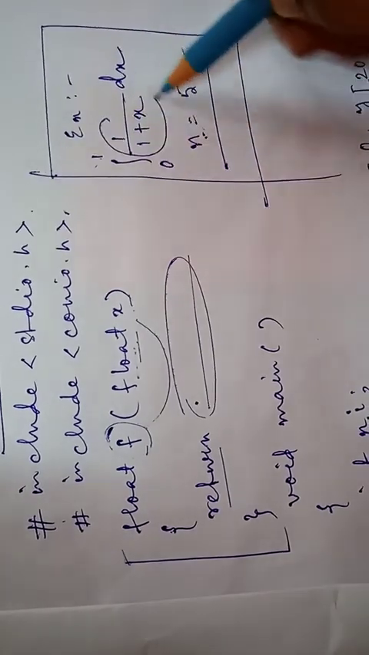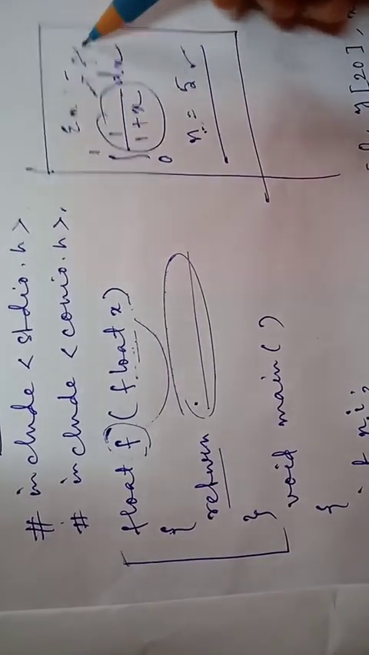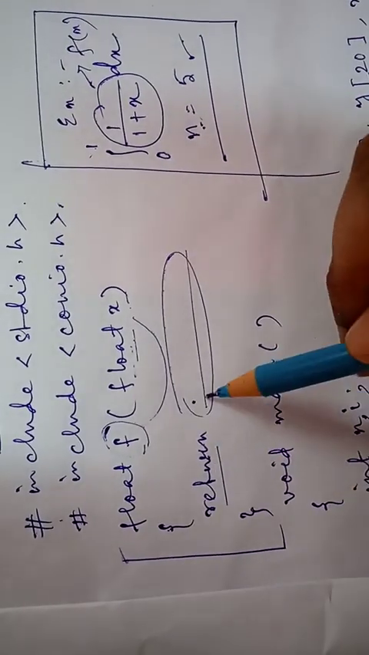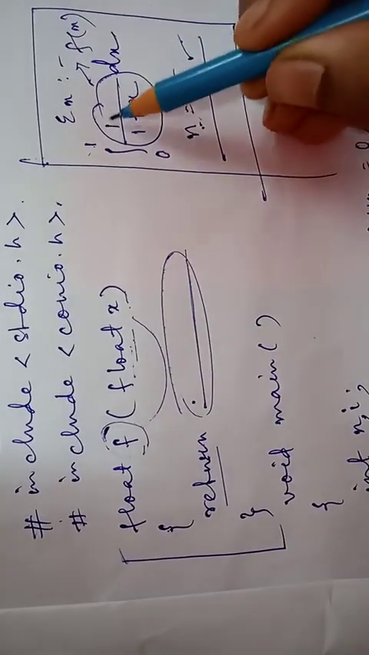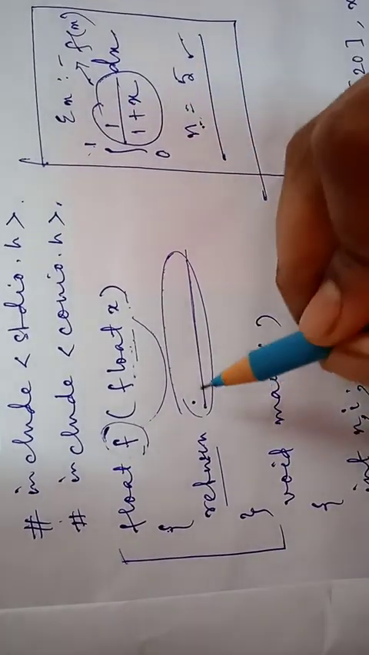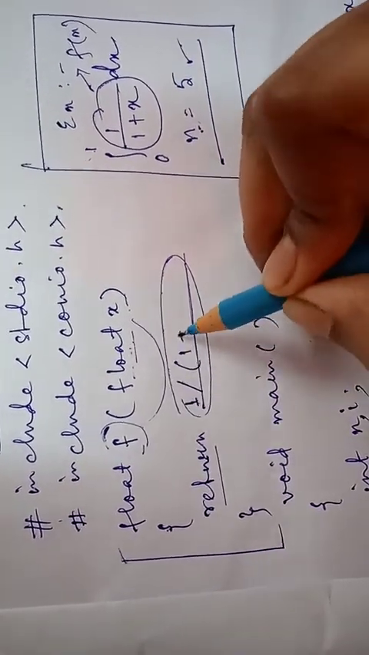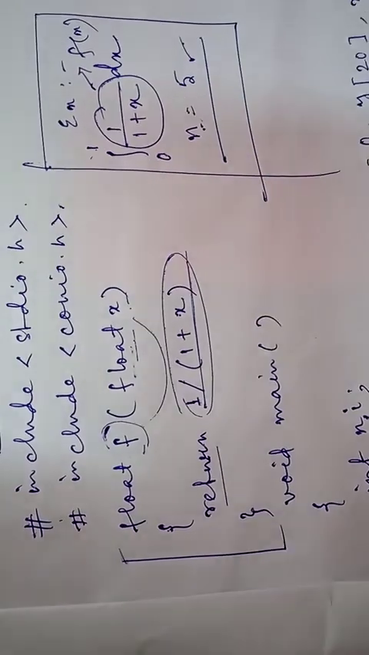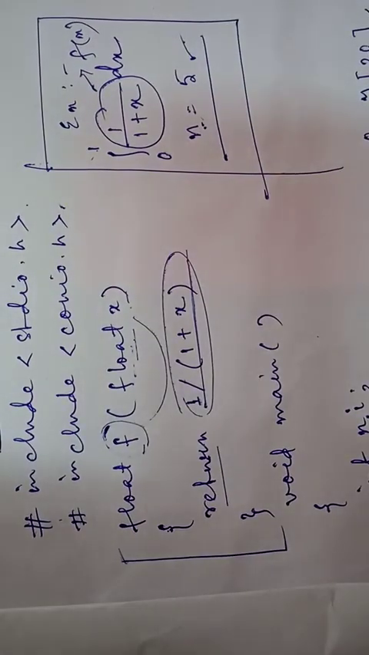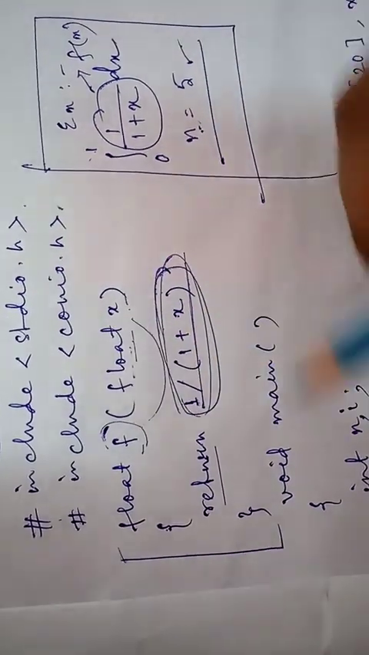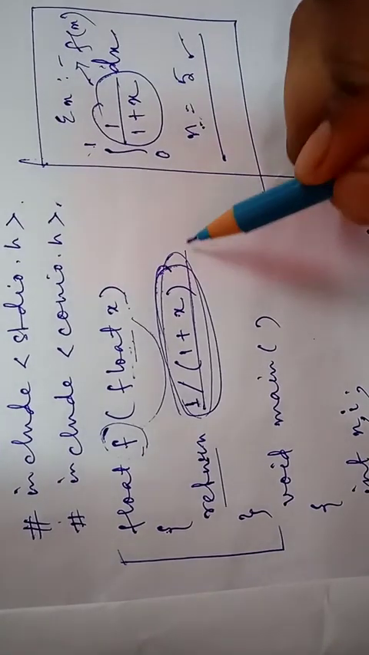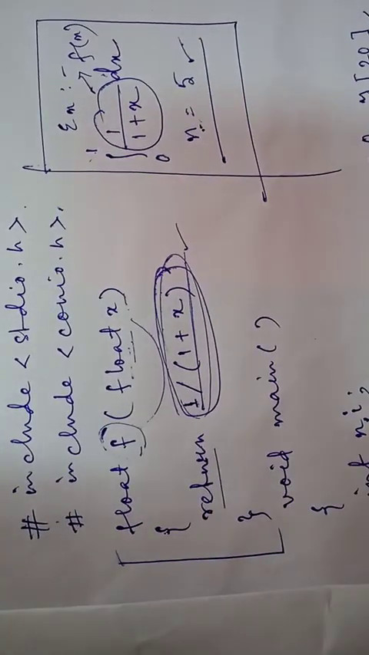That means this is our f(x), right? So here you need to put the return value as this function, 1 by 1 plus x. So here we should write 1 by 1 plus x. That means the function f will return that value. So whenever f(x) changes, you need to change that line. Okay, this is how we declare the function.